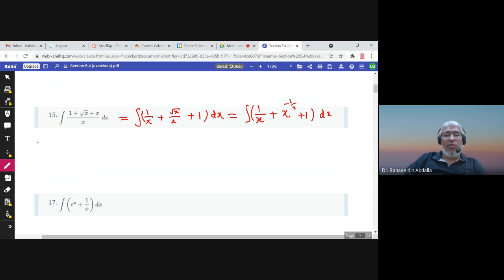And now I can use the formulas. Integral of 1 over x is ln absolute value of x. Integral of x to the power negative half, I add 1 to the power. So negative half plus 1 is half, and I divide by half, plus the integral of 1 is x plus c. Finally, I can write it ln absolute value of x, over half, I can bring it up as 2. You can write this as square root of x, or just leave it x to the power half, plus x plus c.